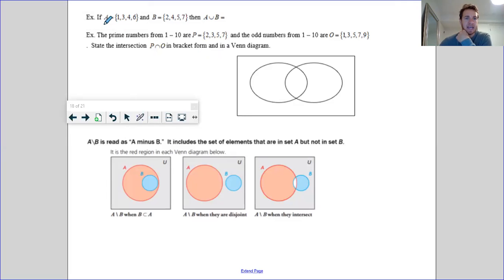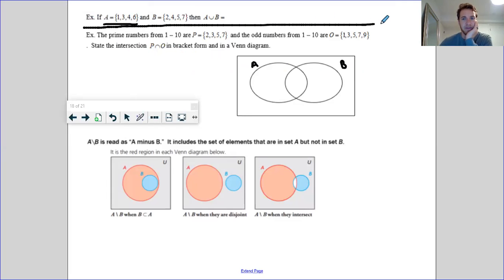Okay, so if A is 1, 3, 4, and 6, so let's just call this A. Let's just call this B. Oh, I don't know what this. Oh, okay. Hold on here. The notes are a bit messed up. It looks like this is a different example. So let's start this again. All right, we're just doing up here, okay?